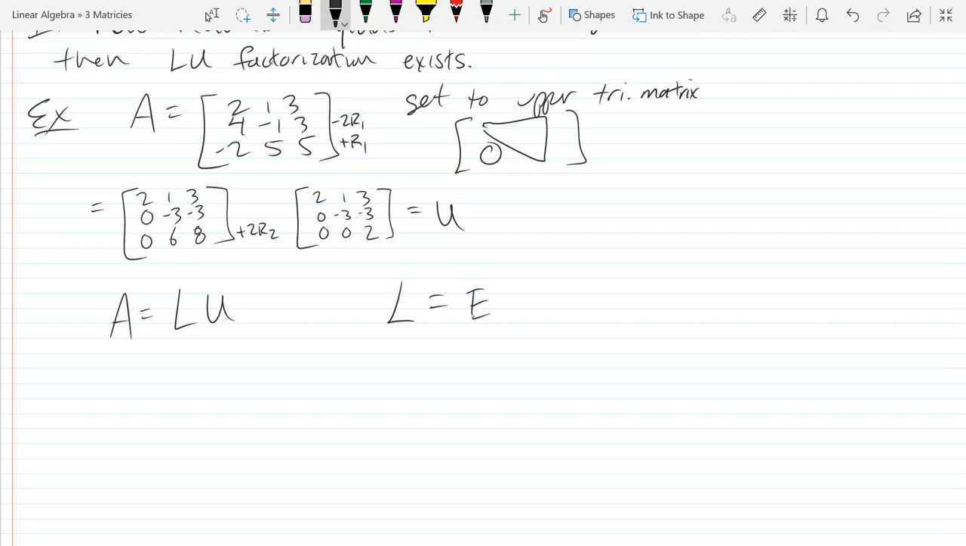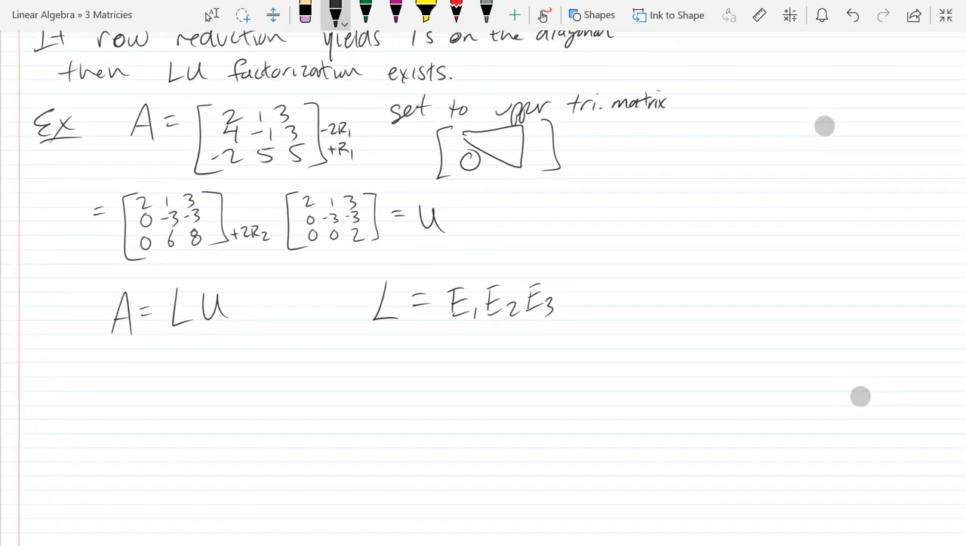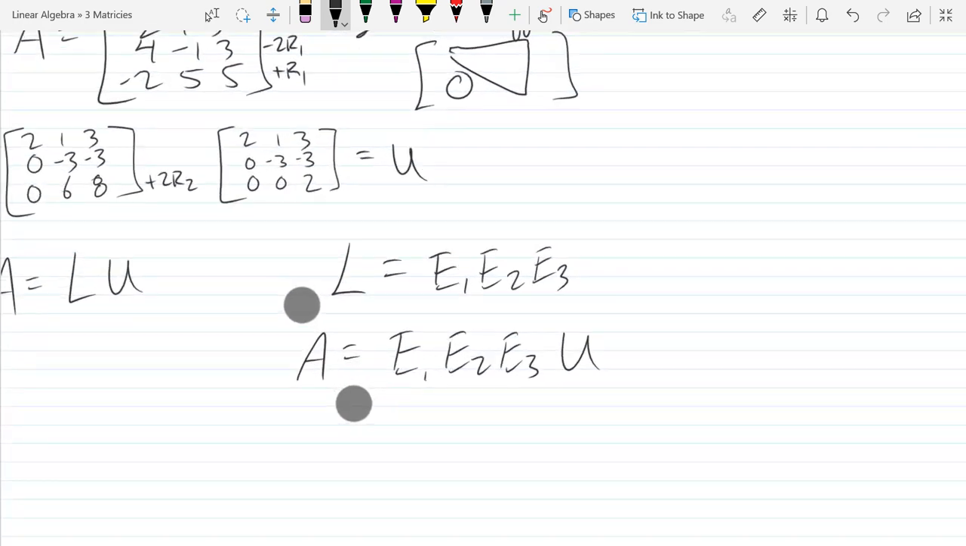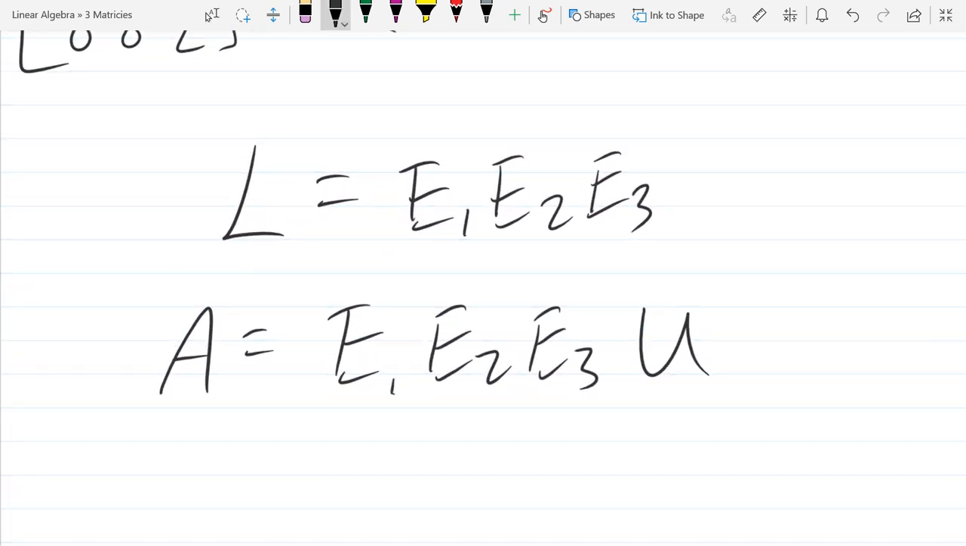L is going to be the product of three elementary matrices. What three matrices will it be? What row operations, if we look at what I'm writing here, we did three row operations. So if I take U and I perform three row operations in a row, I should get back to A. We did this yesterday where we reversed our row operations in the reverse order.